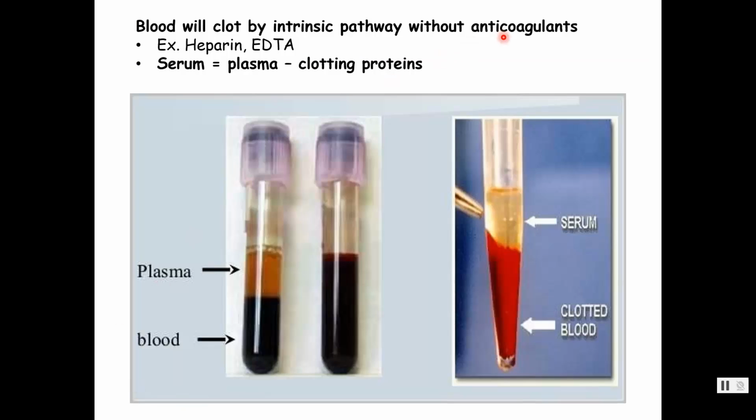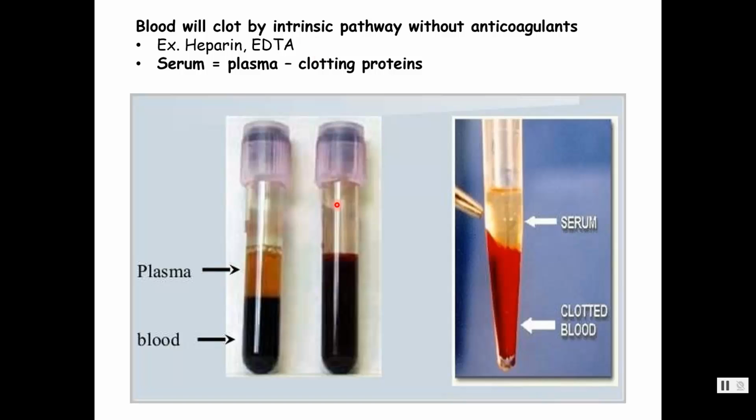So the extrinsic pathway is when we get blood coagulation with tissue damage because we have that release of tissue factor. Blood, if you collect it in a test tube or in a capillary tube without an anticoagulant, something like heparin or EDTA. We also said that aspirin and warfarin, there are other anticoagulants, but usually what's going to be used clinically is heparin, EDTA, and citrate is another one.